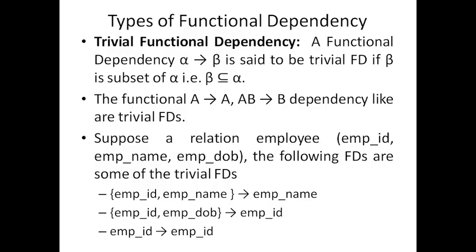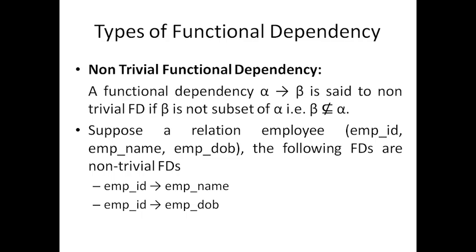Consider the relation employee, which consists of the attributes employee ID, employee name and date of birth. The following FDs are some of the trivial FDs. Employee ID, employee name determines employee name. Employee ID and employee date of birth determines employee ID. Employee ID determines employee ID. In all the cases, the right hand side is a subset of left hand side.